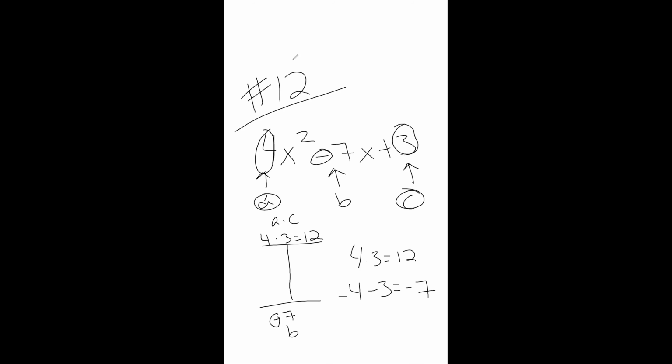Equals negative 7. So these are going to be our factors, negative 4 and negative 3. This is probably the hardest part because kids really struggle with their multiplication facts and adding and subtracting negatives, if there is in fact a negative. So that's why that multiplication chart might help out.